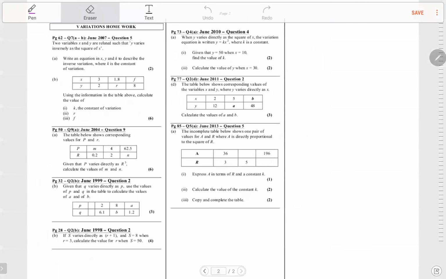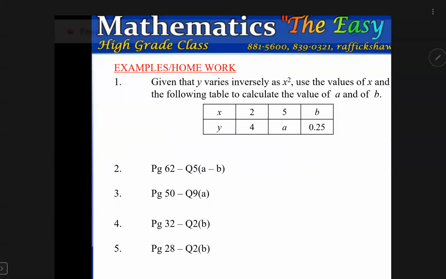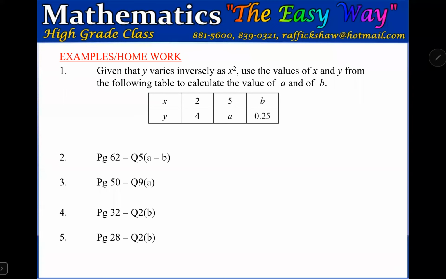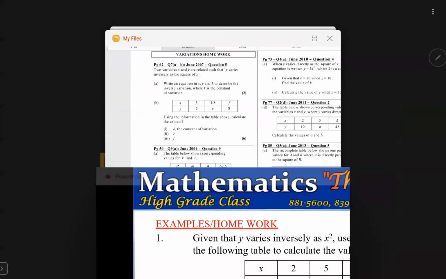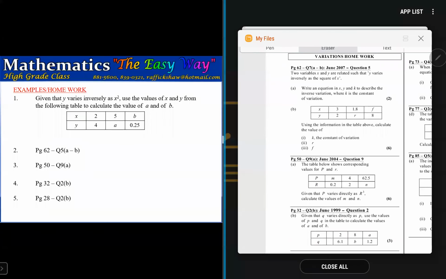Let me look at the one on the slide here. So this question says y varies inversely as x squared. Let's do this one right over here. I'll show you, it's very easy.